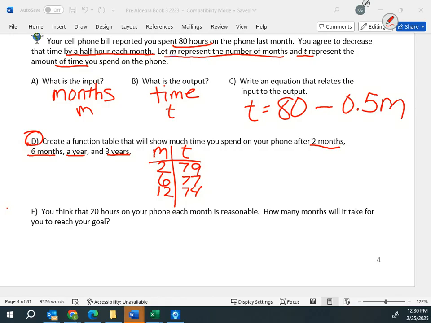What's my next input going to be? Christina? 36. Why 36? Because there's 36 months. Because if there's 12 months in 1 year, times that by 3, and we get our 36 months. So we have 36. Half of that would be 18. So 80 minus 18 is 62.